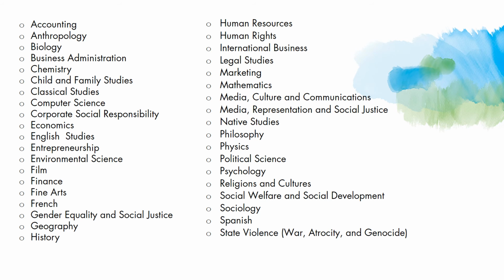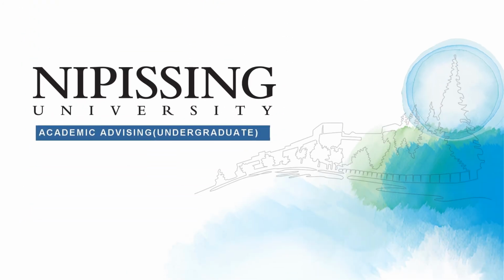Different minor options at Nipissing are as follows. If you'd like to learn more, please check out the Academic Advising website for a video about minors and certificates. If you'd like more information about concurrent education requirements and teaching subjects, please review the video found on the NSO website under the Concurrent Education tab. Take some time now to review the videos by the Registrar's Office to better assist you in understanding how to navigate WebAdvisor and the registration process.